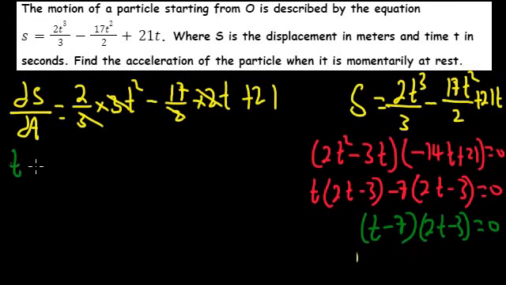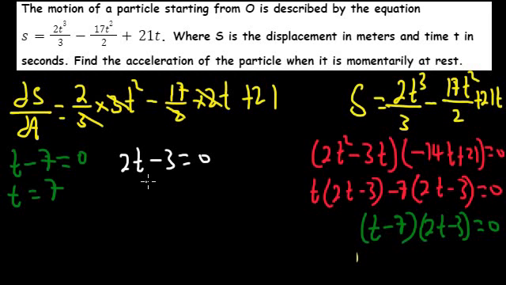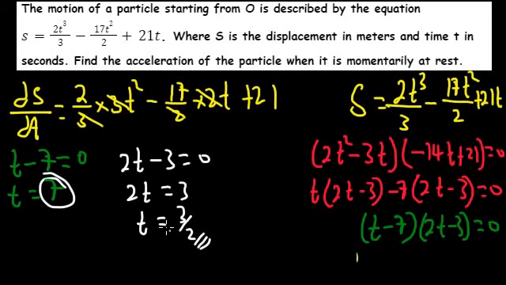So we have t minus 7 equals 0, and t becomes 7. Also, we have 2t minus 3 equals 0. Then adding 3 to both sides, we have 2t equals 3, and dividing by 2, we have t equals 3 over 2. So the times are 7 seconds and 3 over 2 seconds respectively when the particle is momentarily at rest.